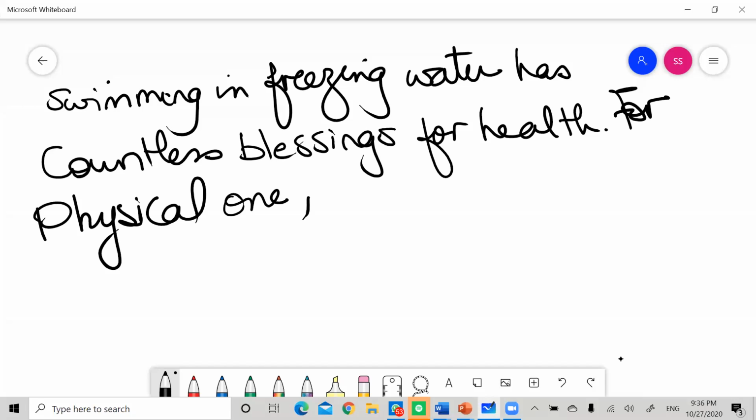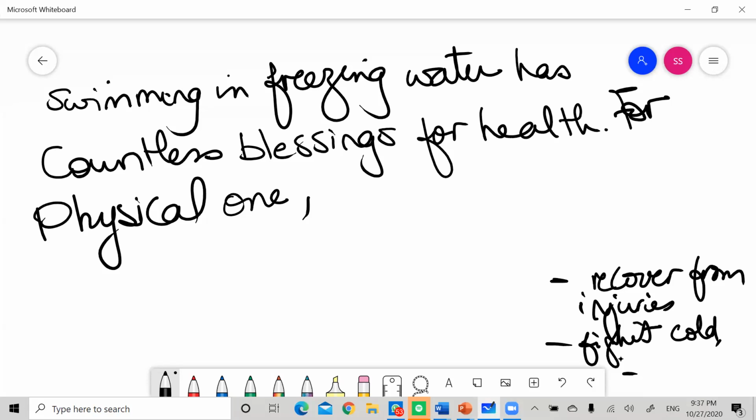So if I want now to join the ideas, which are fight off cold and illnesses, refreshes the body, recover from injury. Miss, can you say the sentence again? Again. Okay, here are the 3 points which I want to join. 3 points. So let's see how we can join. Recover from injuries, and it also refreshes the whole body. Okay, join these 3 points.